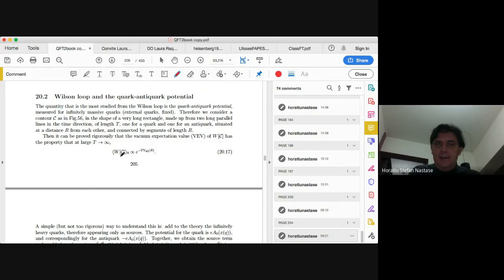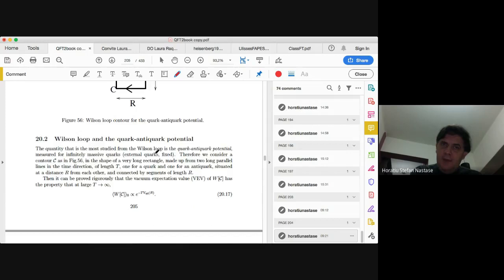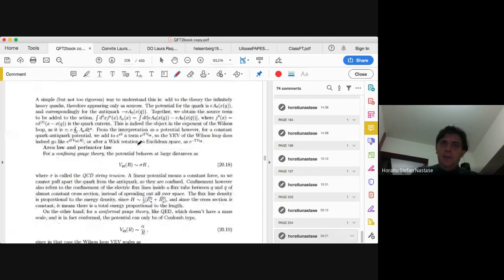and we can prove rigorously that in the case of very large time, so this capital T going to infinity, this vacuum expectation value is proportional to the exponent of minus this large T times the quark anti-quark potential depending on the length R defined in the loop. So I said we can prove this rigorously, but we can also find that this is true, though not so rigorously, in this way.